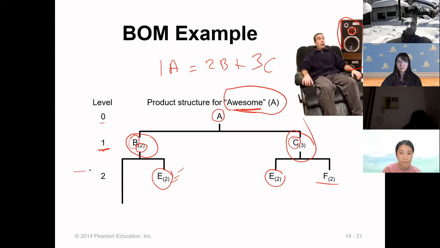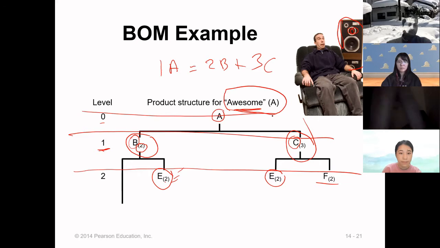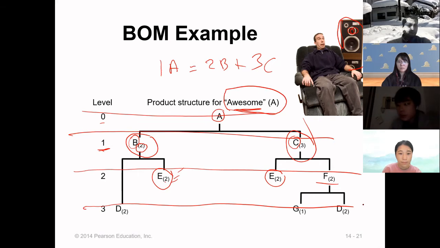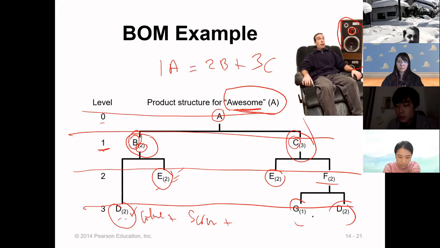And this is at level 2. This is level 1. This is level 0. And as you go down, this is the lowest level, which is D. It requires 2 to make 1B. So to make B, you need 2D and 2E. This is like the glue or the screws or the low level. Okay, so this is D also, same D here too, right?